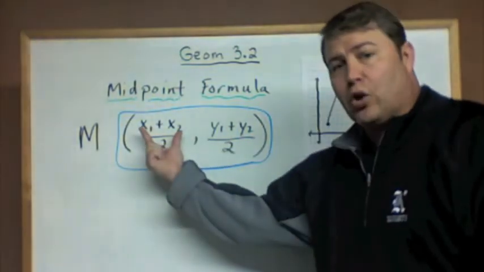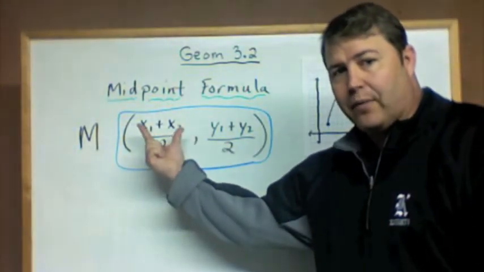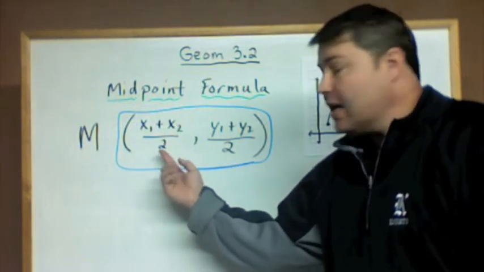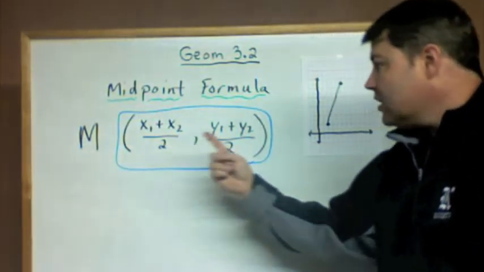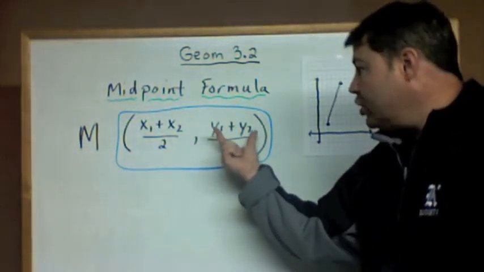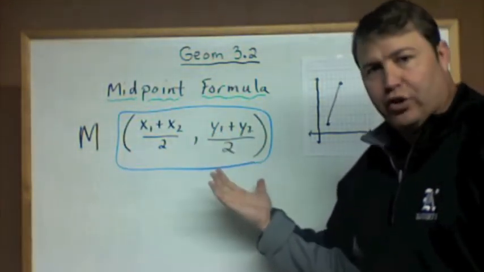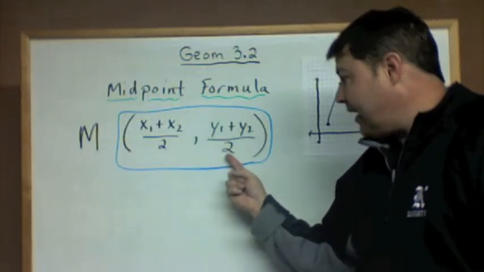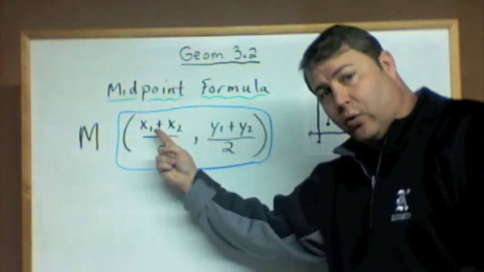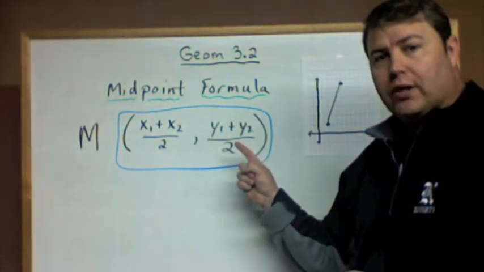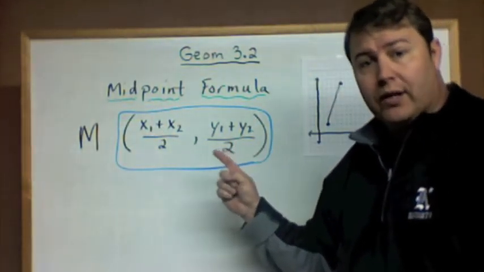You take the 2 x-coordinates at the 2 different points, add them up, and divide by 2. That'll be the x-coordinate of your midpoint. To find the y-coordinate of your midpoint, you add the 2 y-coordinates of the 2 points they give you, and divide by 2. And you always divide by 2. You're basically averaging the x-coordinates and averaging the y-coordinates. And that gives you the midpoint.